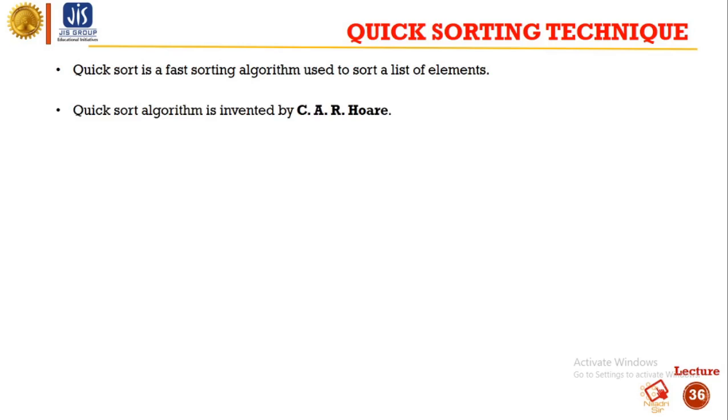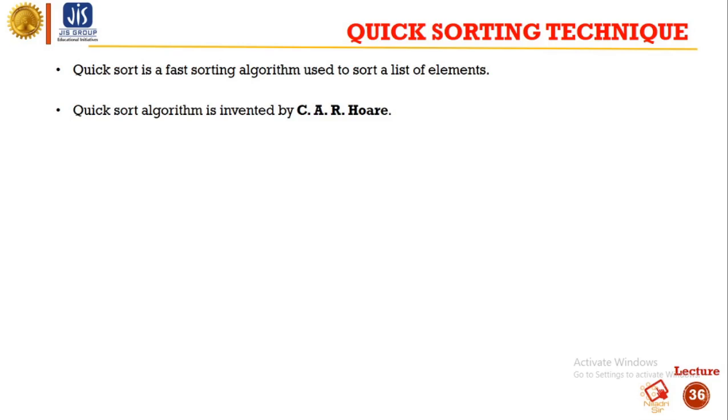Now, what is the quick sorting technique? Like merge sort, quick sort is also a divide and conquer algorithm. It picks an element as pivot and partitions the given array around the picked pivot. It is basically a fast sorting algorithm used to sort a list of elements. It takes very little time to sort the elements, and its time complexity is less than other sorting algorithms. It was invented by C.A.R. Hoare.